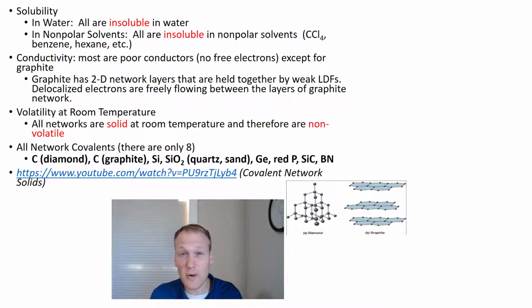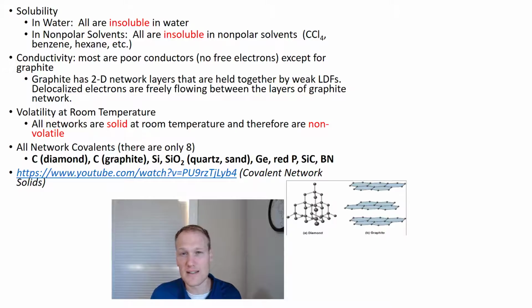Most of them are very poor conductors because all of their electrons are used up in those intramolecular bonds. There are certain types that can be conductive, like graphite, but most are not. All of these networks are solid at room temperature and are very non-volatile, once again, because they're held together by strong covalent bonds. There are only 8 network covalent solids.